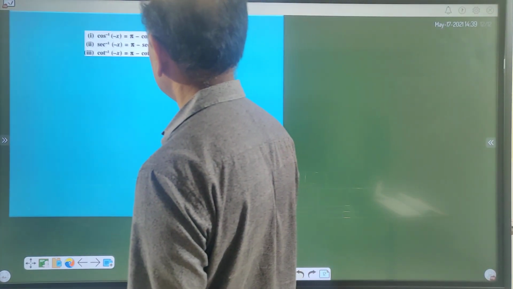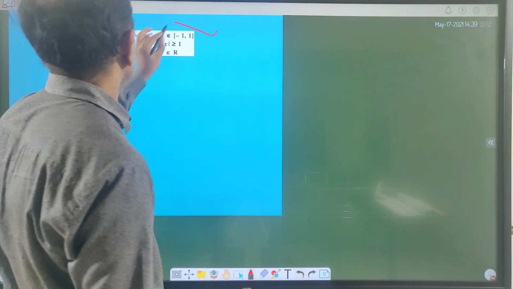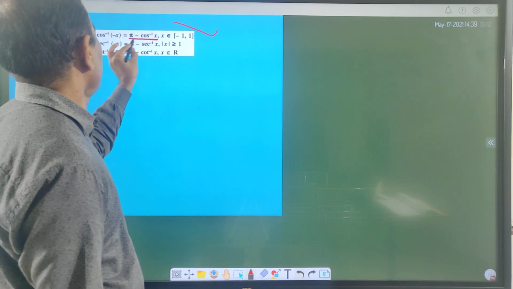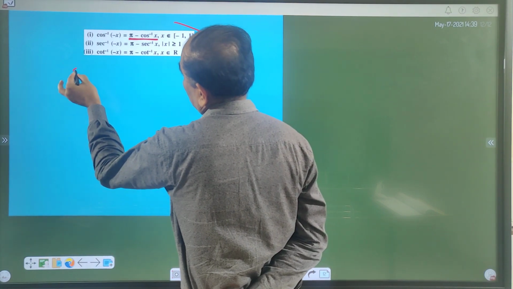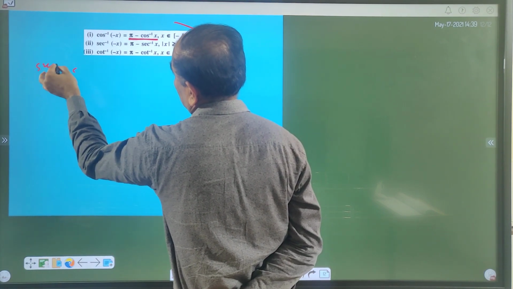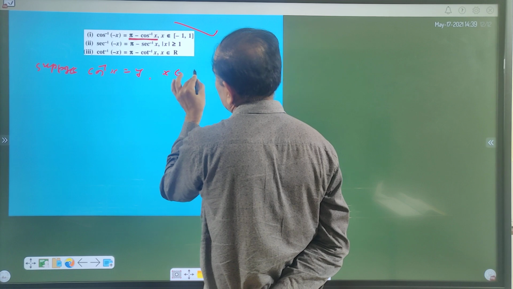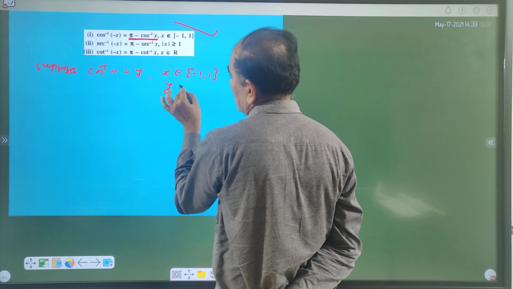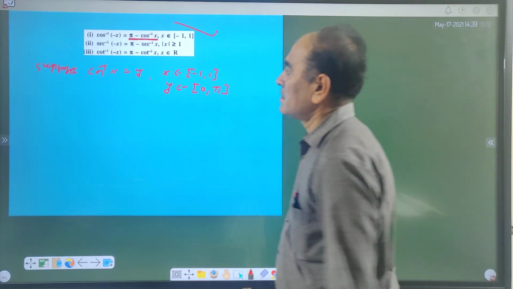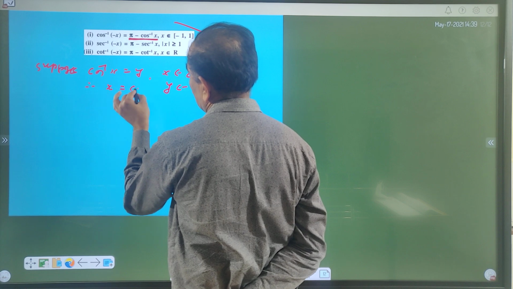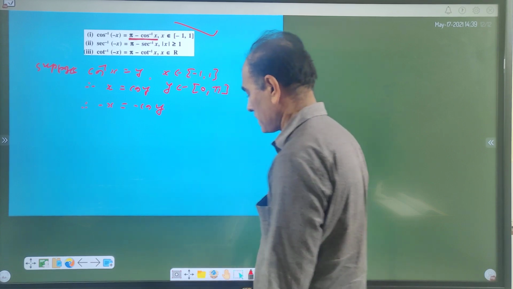See here. Cos inverse minus x is equal to pi minus cos inverse x. See here. Suppose cos inverse x is equal to y, where x is from minus 1 to 1. What can you say about y? That is from the closed interval 0 to pi. That we know. So x is equal to cos y. So minus x is equal to minus cos y.